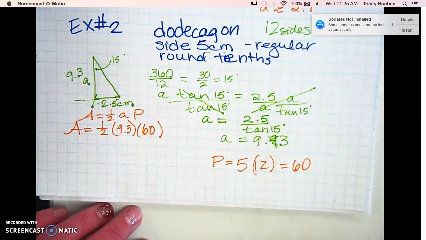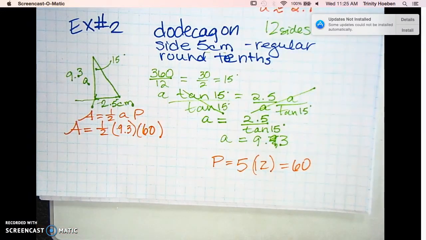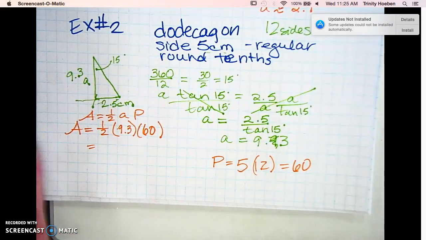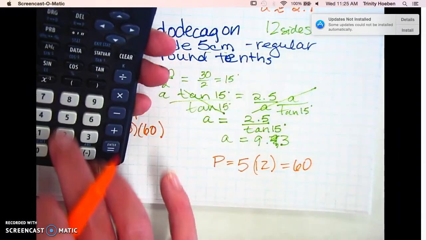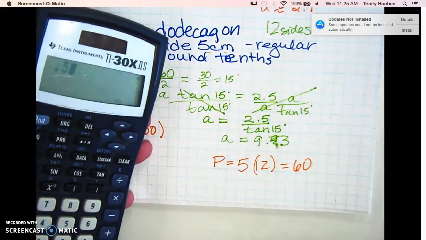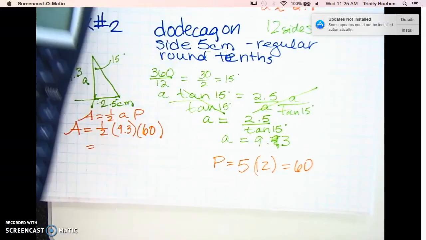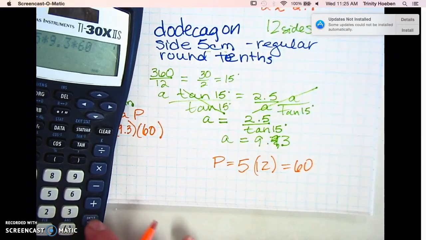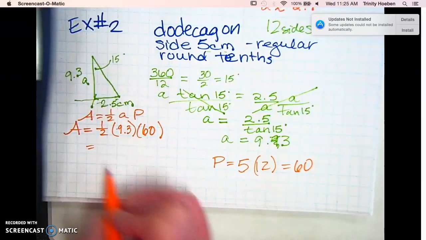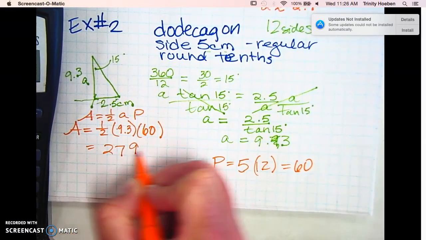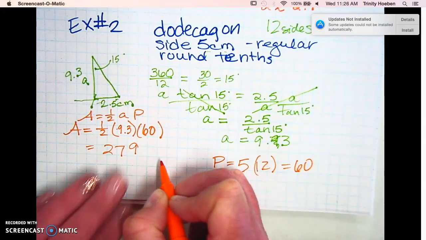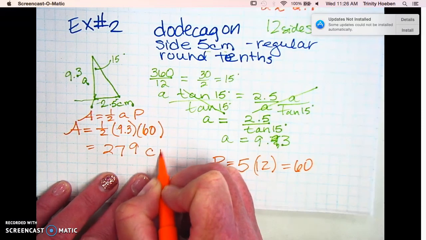Getting the 60 is easy after spending all that time getting the apothem. And so we're going to punch that in the calculator. I'm going to do 0.5 times 9.3 times 60. I got 279. And this one is in centimeters squared.